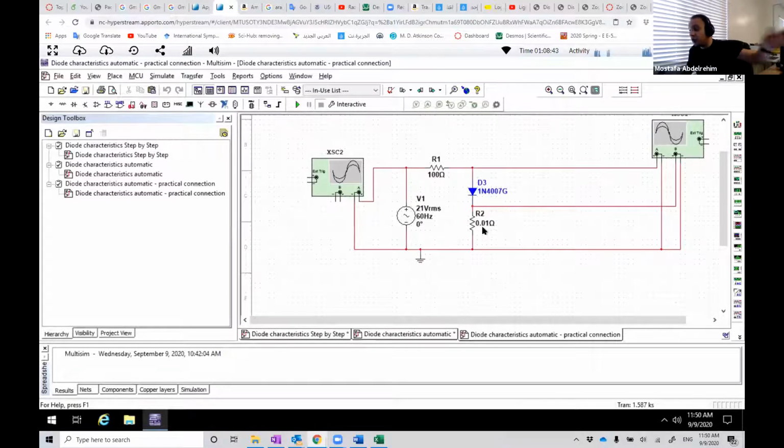I put it here with 0.01 ohms, which compared to 0.2 ohms is 20 times lower than this value, which is okay. You can even choose 0.001, whatever, that's fine. So with that implementation, we're going to measure the diode characteristics again. Let's run it and see what we're going to get.